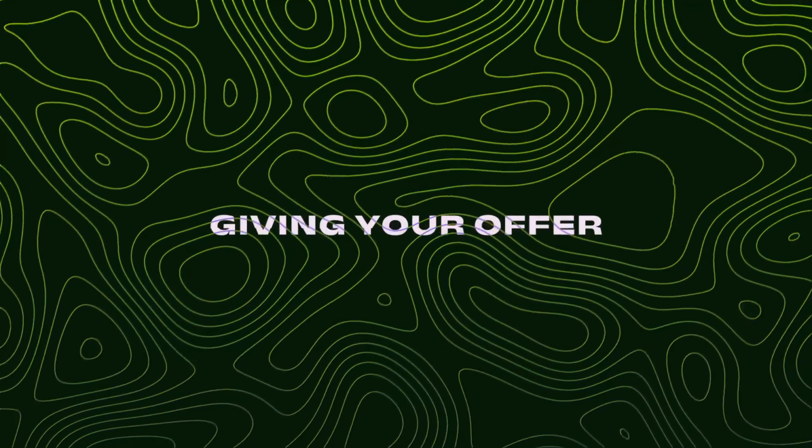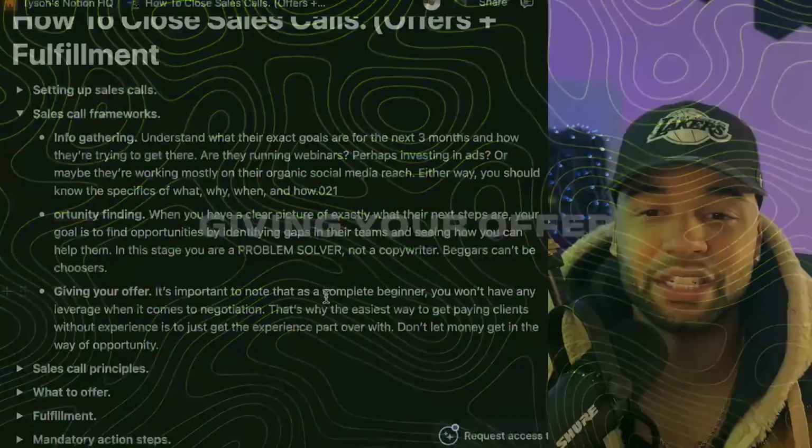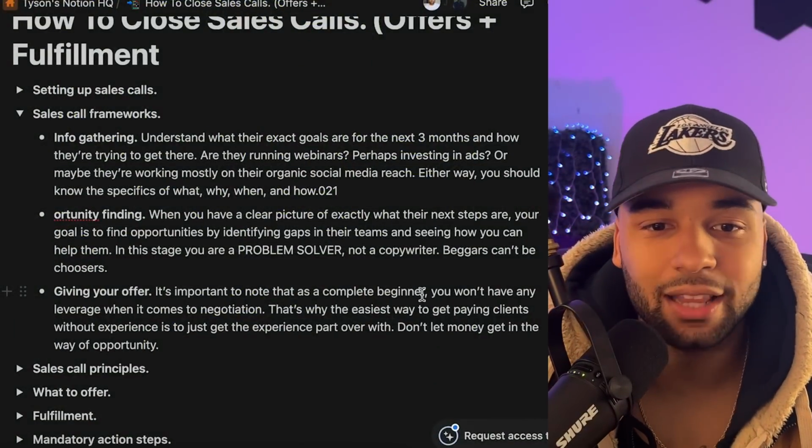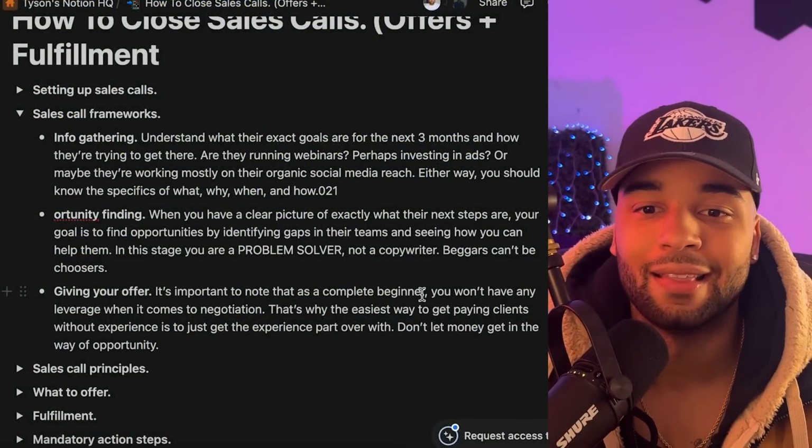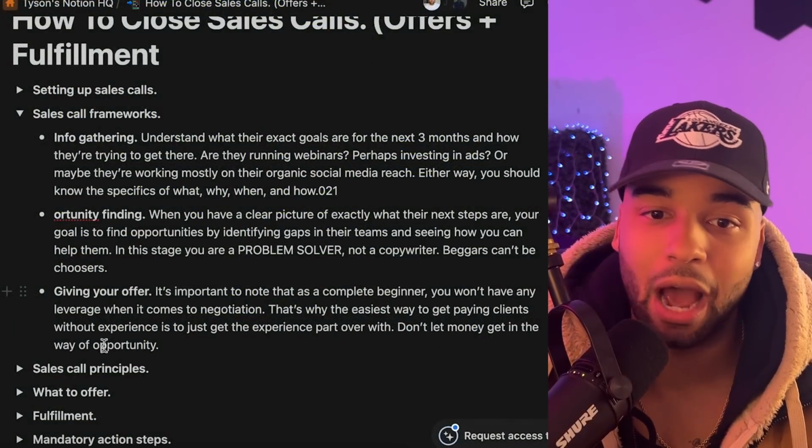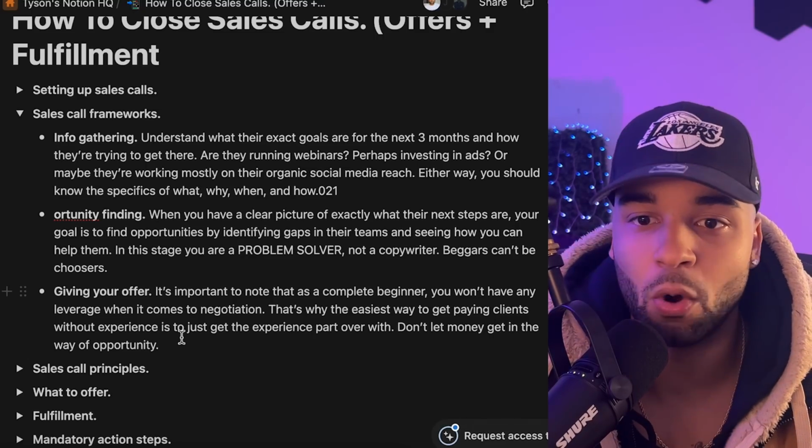Next, giving your offer. It's important to note that as a complete beginner, you won't have any leverage when it comes to negotiation. That's why the easiest way to get paying clients without experience is to just get the experience part over with. Don't let money get in the way of opportunity. Just like I was saying, guys, everybody wants to ask, how do I get clients without experience? You only don't have experience one time. And then after that, you do have experience. So don't harp on, oh, well, I want to reach my 2K a month client who is like a premium client right away. It doesn't usually work like that, right?